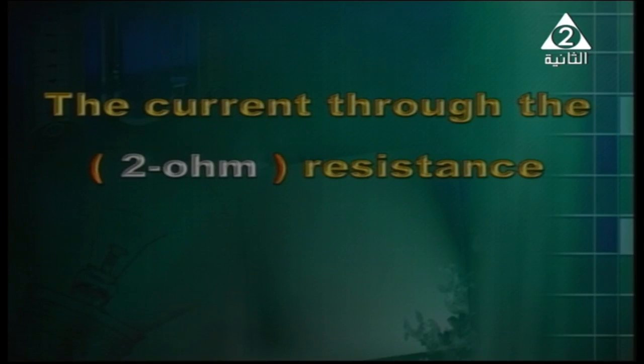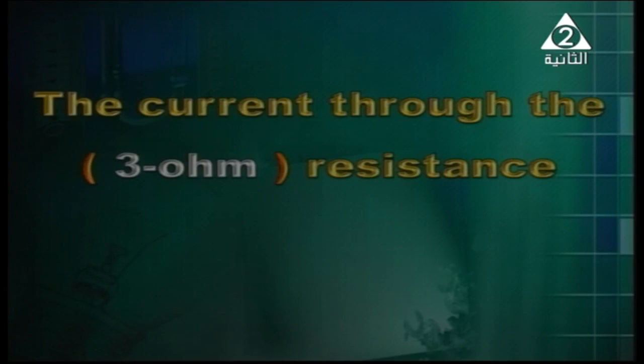The current through the 2 ohm resistor, your attention, will be equal to 6 over 6, because 2 ohm and 4 ohm form just one resistor of 6 ohm. It will be 1 ampere. And the current through the 3 ohm will be 6 over 3, it is 2 amperes.